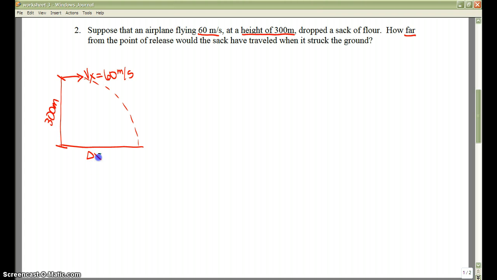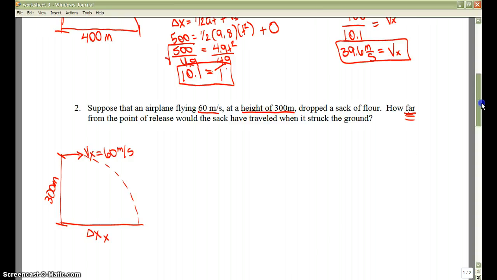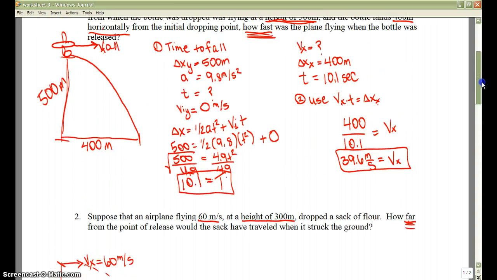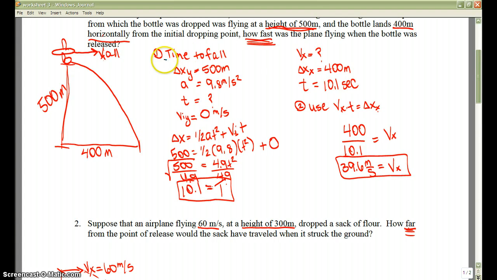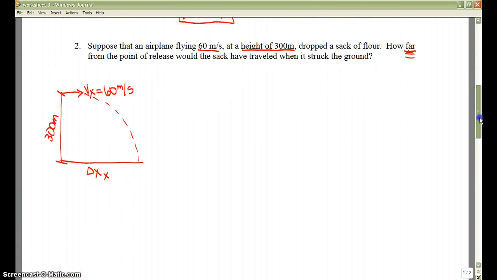This is the part now that we're trying to solve for. We want to know how far does it go from the release point. So that's our distance, how far does it go from our release point. So very similar steps to what we did up here. Our first goal of the problem, same as we did before, is time to fall. Then we're going to use our time and plug it into the same exact equation. So hopefully that helps you in class tomorrow.